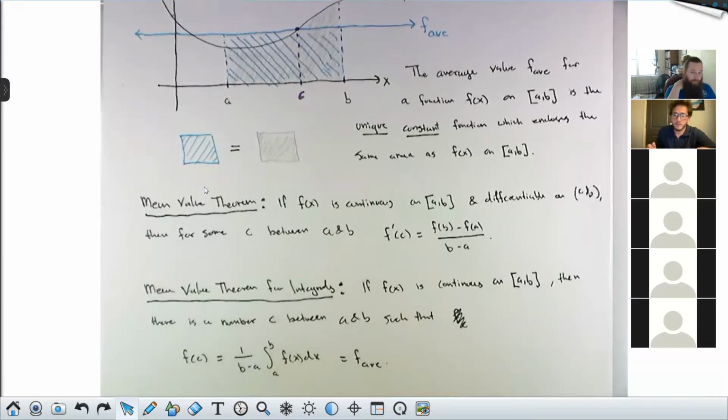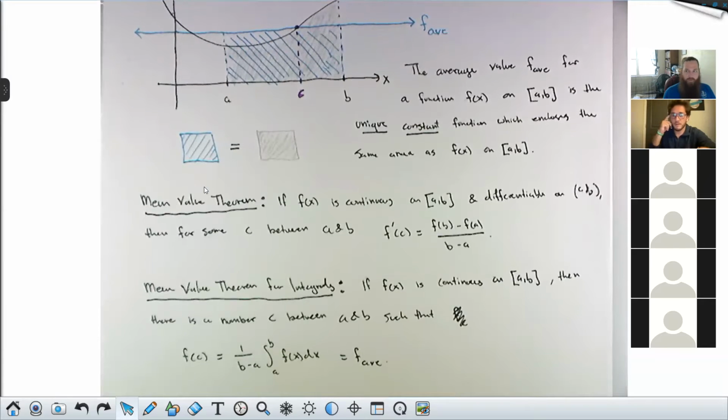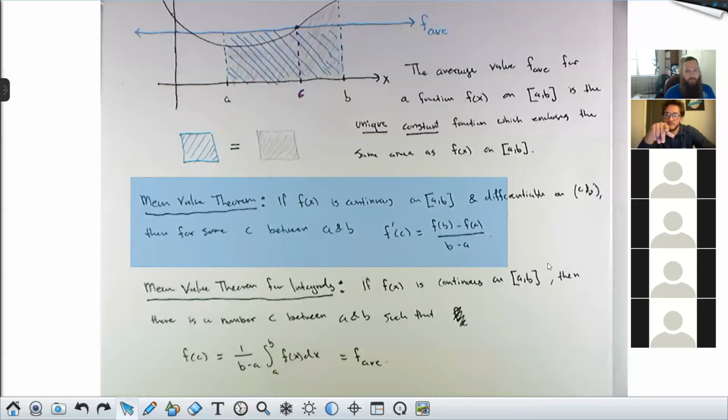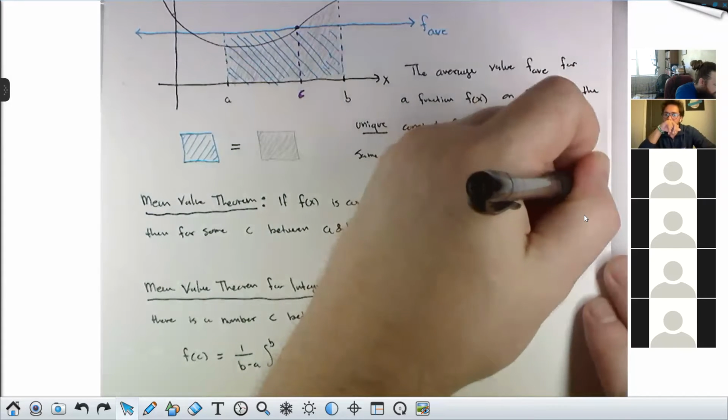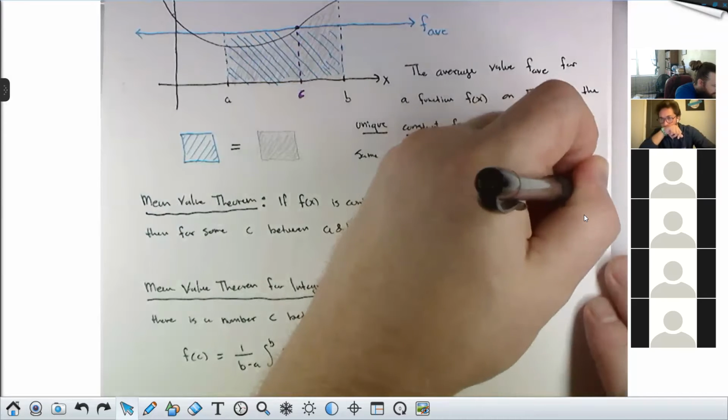Professor, can you lower the paper a little bit? Thank you. Also, for the mean value theorem, your first definition, not the one for integrals, after "and differentiable on", the parentheses, what's inside the parentheses? Sorry, that's the open interval from a to b.